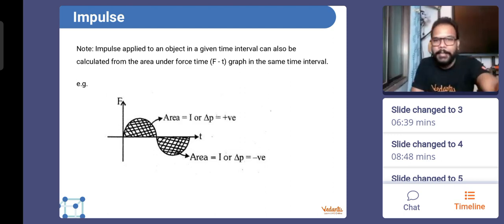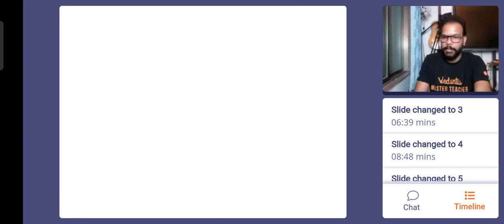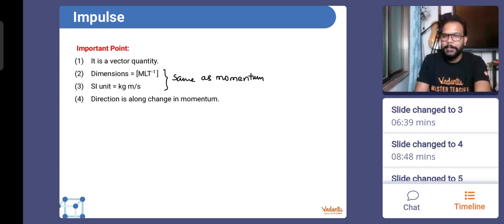Actually, nothing new has been learned. It is only what is going to follow that will be different. That's the problem solving part of it. Okay, formality: it is a vector quantity. Dimension same as that of momentum, M1 L1 T minus 1. Units also same as momentum, kg meter per second, and its direction is along the change in momentum.